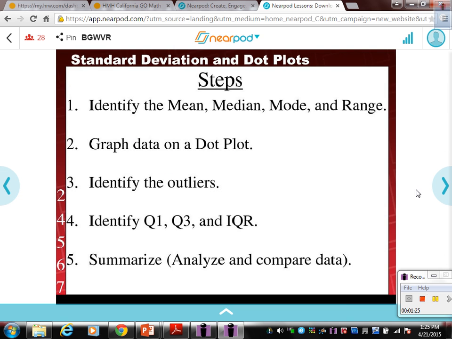It's only 5 steps. It says identify the mean, median, mode, and range. We're going to still work on that. We're going to work on graph data on a dot plot. We're going to identify the outliers, identify Q1, Q3, and the IQR. And at the end, we're going to summarize, which means analyze and compare data. We've been doing that, so hopefully we can continue.